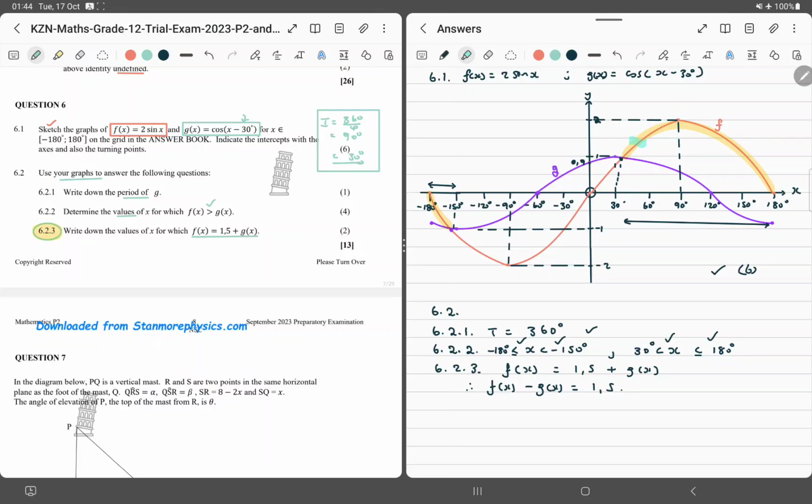Now, let's look at f of x. Look at 90, for example. This is 2. And then this one is exactly at a half, essentially. That is at a half. Can you see 2 minus a half, which is 0,5? It gives us a 1,5. So this is happening there. Number 1, that story there is happening.